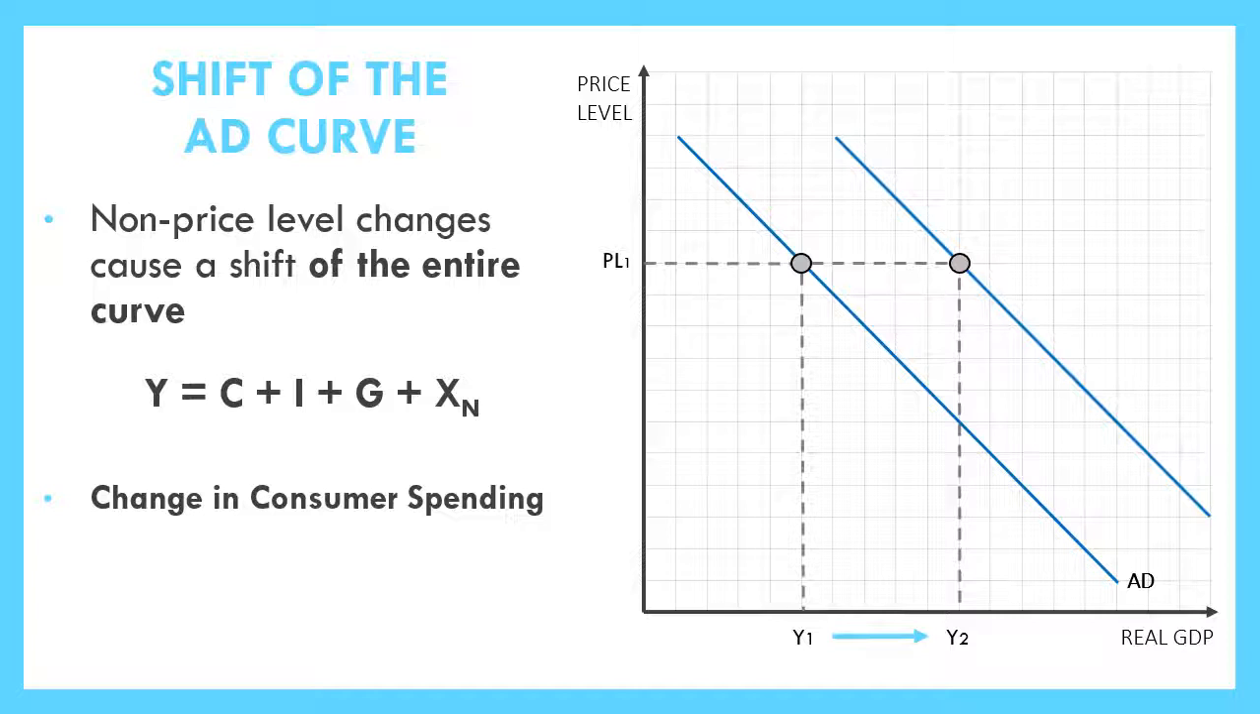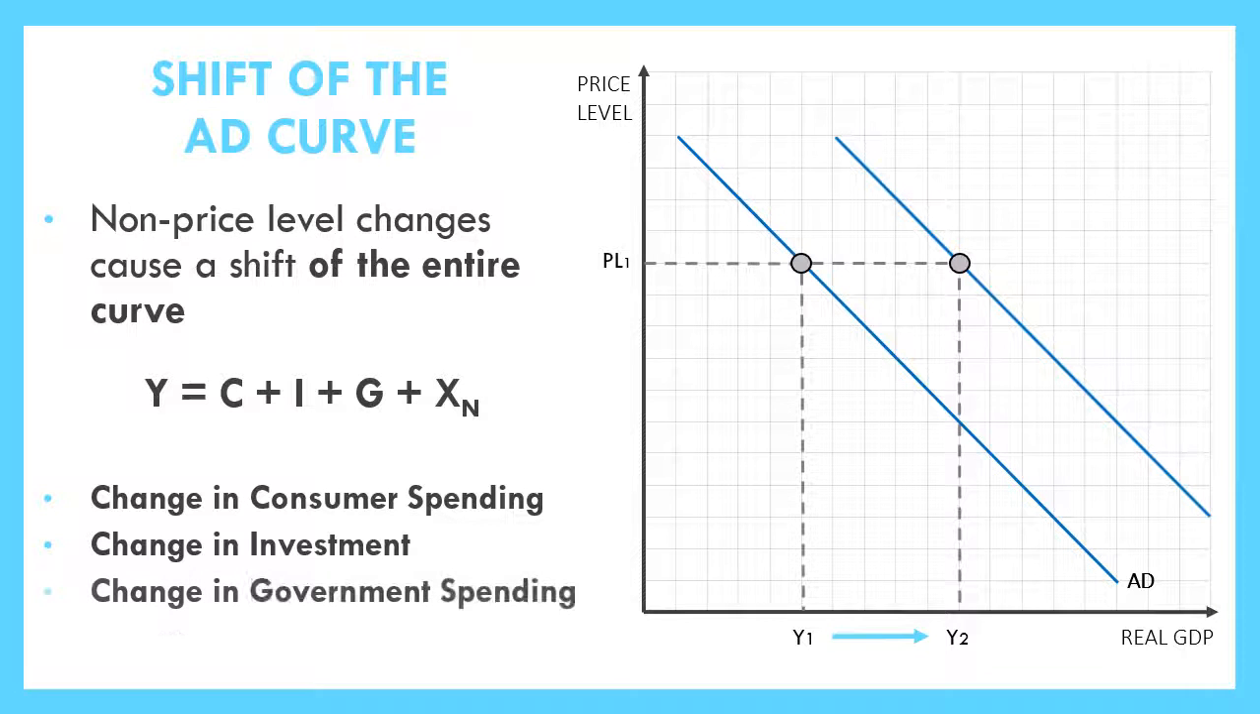We see a change in consumer spending. If there's an increase in consumer spending, prices have not changed, but there's an increase in consumer spending, it would cause a shift of our entire curve. Same thing with investment spending. An increase in investment spending, with price levels staying the same, would increase our GDP. Same thing with government spending, same thing with net exports. And this is true for either an increase or a decrease.